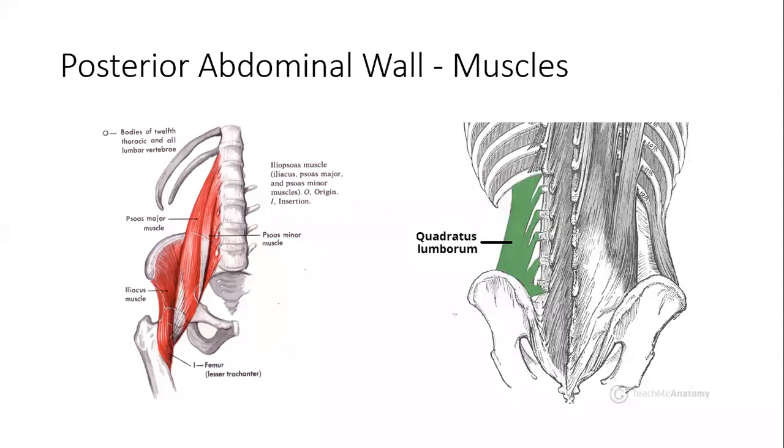And the action is that it is responsible for the flexion of the vertebral column. I hope you know this. It is the forward bending, right? Forward bending of the vertebral column. So it is responsible for the flexion of the vertebral column.